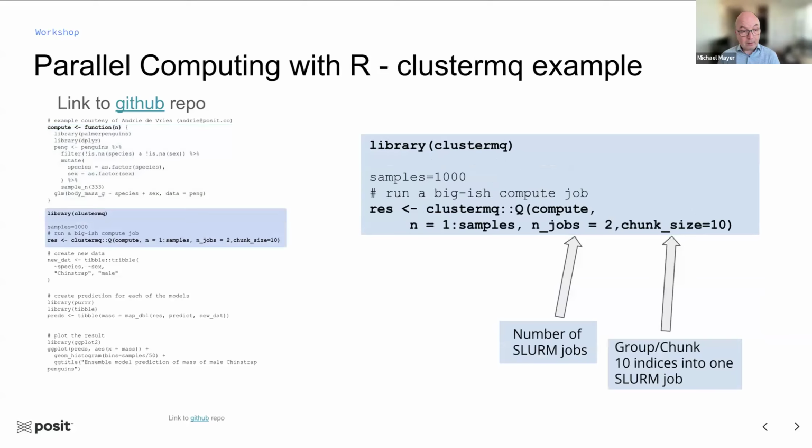And then I'm loading the library clustermq. I'm defining how many samples I want to run. Then I'm calling this Q function, and I'm giving it a couple of arguments. compute is the name of the R function. n is this variable that I want to run. And then I just tell it also to run that in 2 jobs with a chunk size of 10, and give me back all of the results.